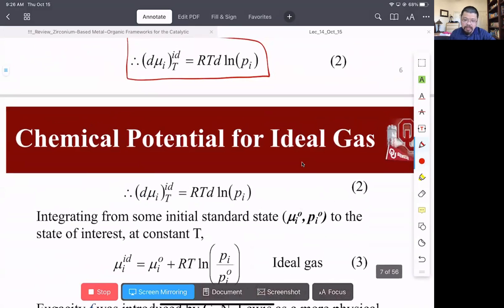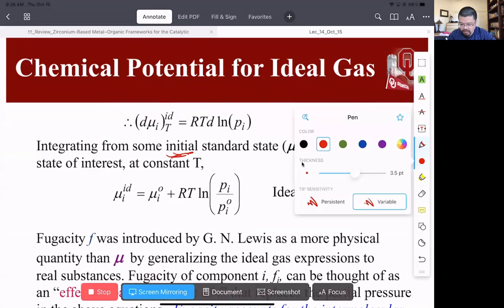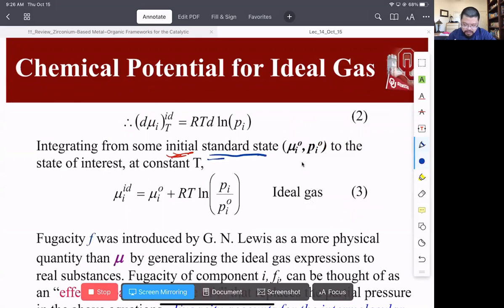Okay, so then we need to look at how we run this integration. This is the equation we have, equation 2, and then we integrate this equation from some initial reference state, and now we call it the standard state again. Over here, try to recall what is the definition of the standard state. Can anybody recall the standard state?